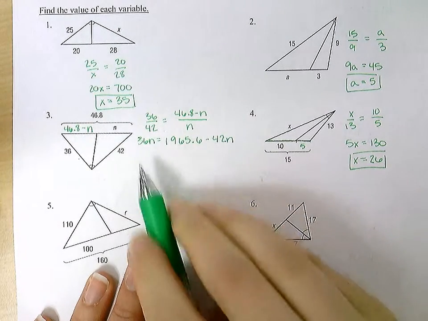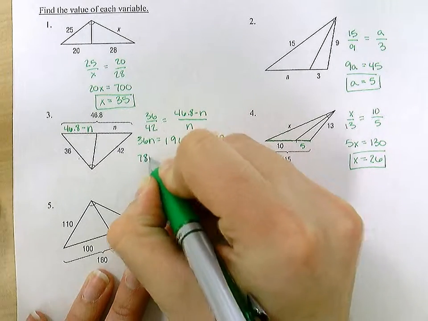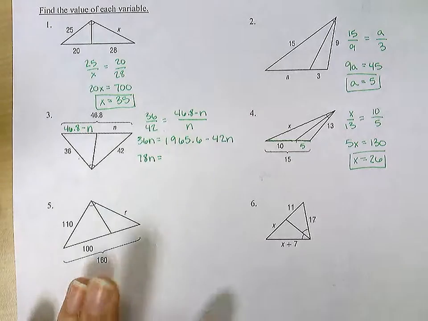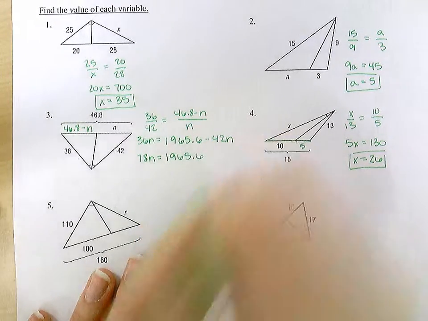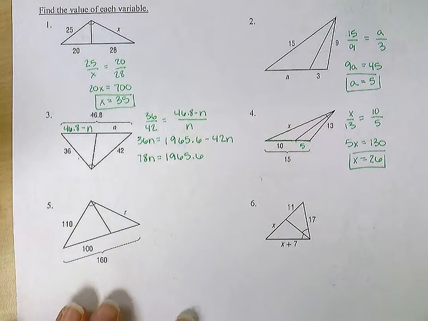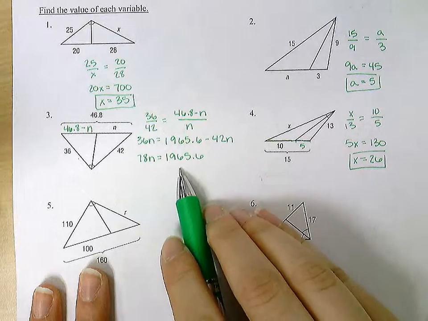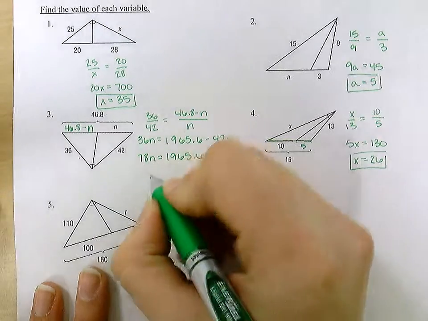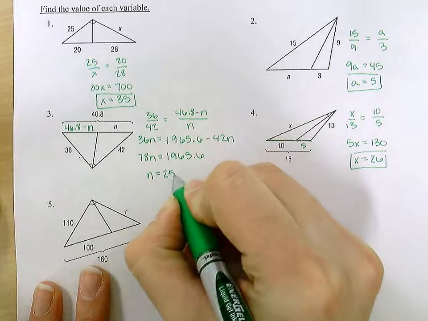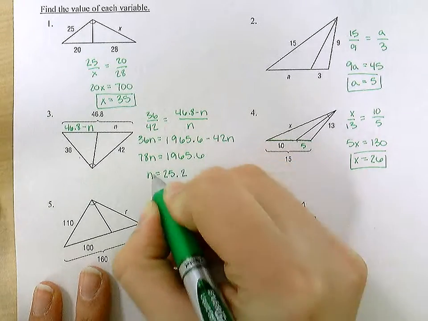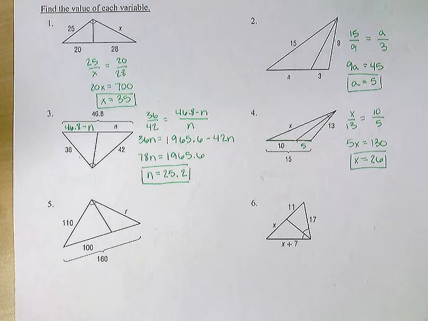So I'm going to add 42n to both sides of my equation to get 78n is equal to 1,965.6. And then I'm just going to divide by that 78 on both sides to get n by itself. And I'll end up with n is equal to 25.2.